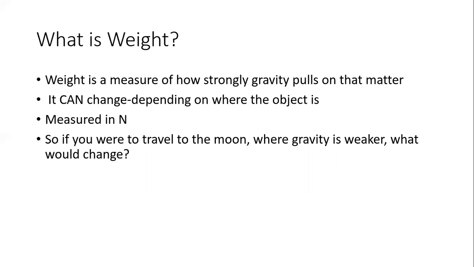And that can change, depending on where the object is. If we're out in outer space on the moon, for example, that will change, because gravity is different outside of the Earth. That's measured in newtons. So if you travel to the moon, gravity is weaker there. What will change? You'll be bouncing up and down on the moon, and that's because gravity is a lot weaker. Gravity is not able to keep astronauts stable on the moon.